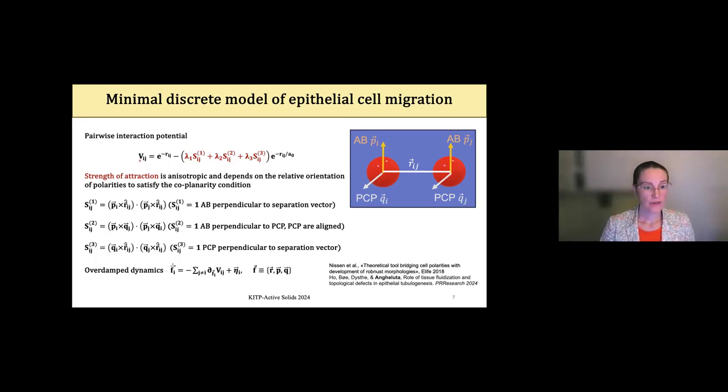And once we have this pairwise interaction potential, we evolve the polarities and the particle positions according to an overdamped dynamics, going down the steepest gradient. Of course, you can introduce different relaxation timescales in there, but for simplicity, we have them the same. And there is some noise to let the system not be trapped in metastable states.